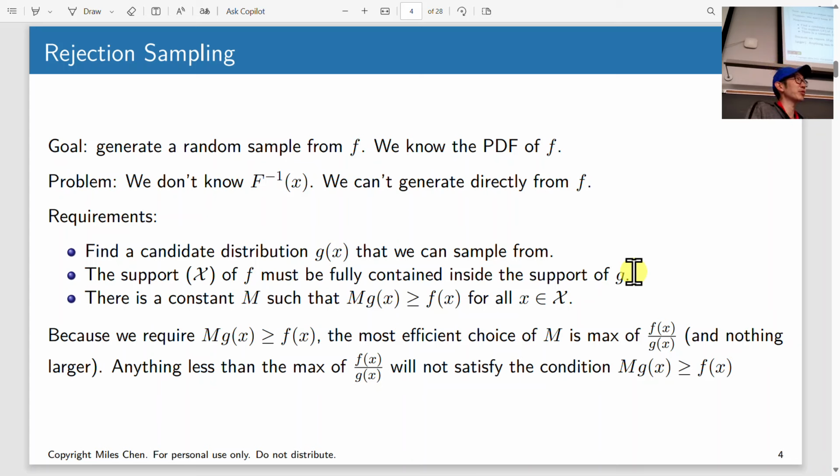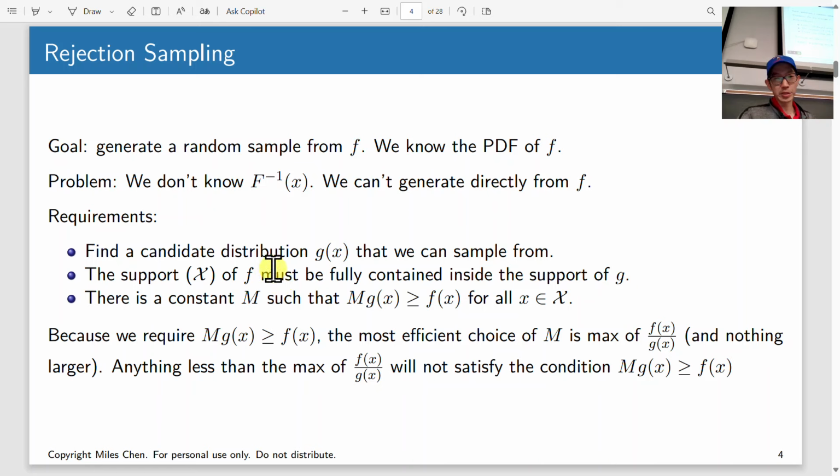Okay, so that's rejection sampling. That's where the rejection comes from. We generate random values from G, and we say, well, we're sampling too many of these values, so we're going to just throw these ones away. And then after we throw away a bunch of values, what remains looks like a random sample from F.